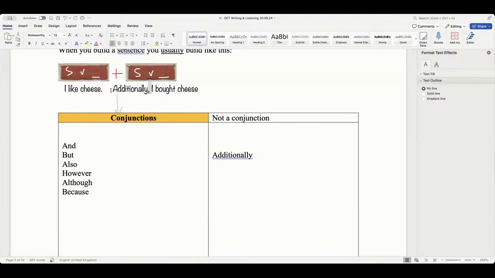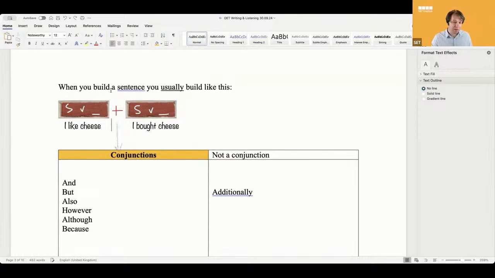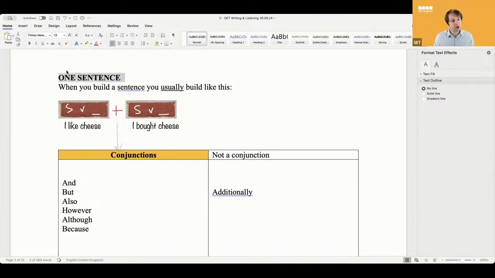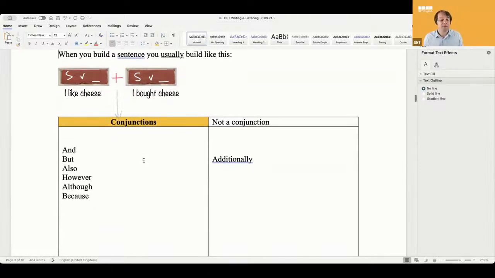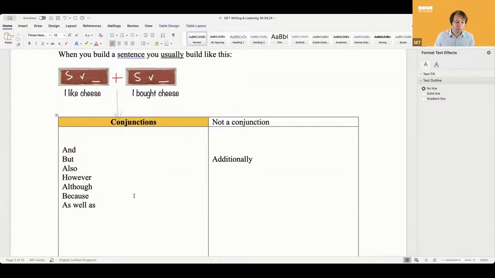Comma, comma. How many sentences do we have now? Two. I'm not talking about that. I'm talking about making just one sentence. So not additionally. What about as well as? Can I say as well as? Is it a conjunction? No. As well as is not a conjunction.